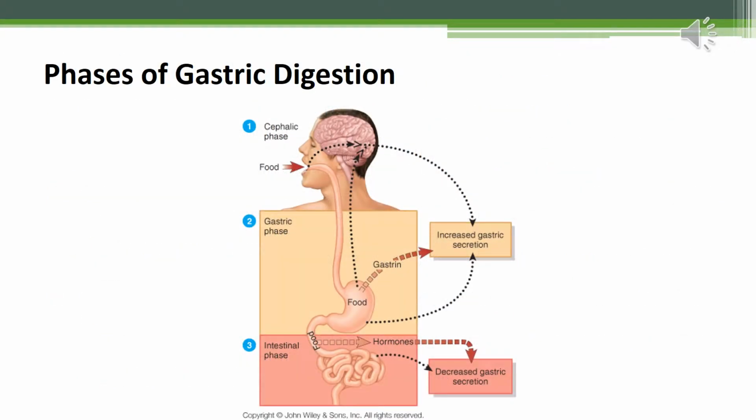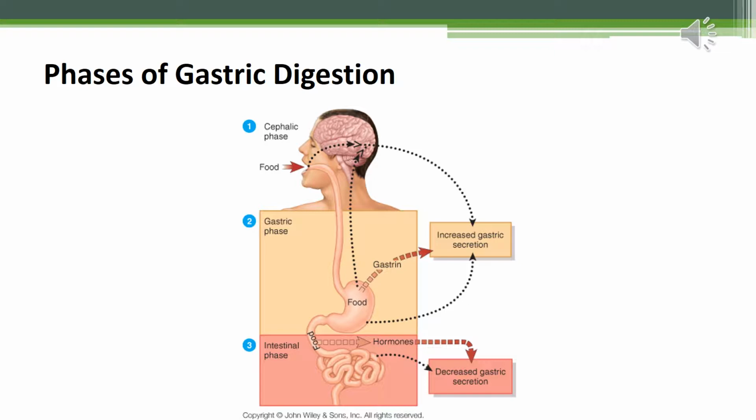This diagram shows the phases of gastric digestion. The first one is the cephalic phase, which is mostly mediated by the brain. And in this phase, the brain produces hormones that travel to the stomach to stimulate the production of gastrin. And the stomach talks to the brain throughout this whole process, or rather maintains contact through the whole process.